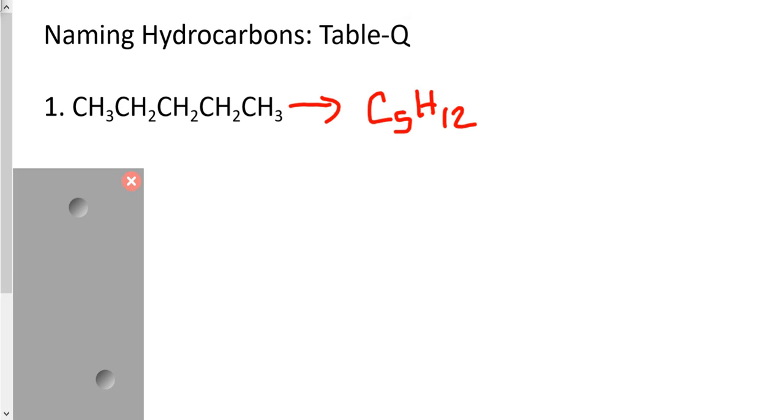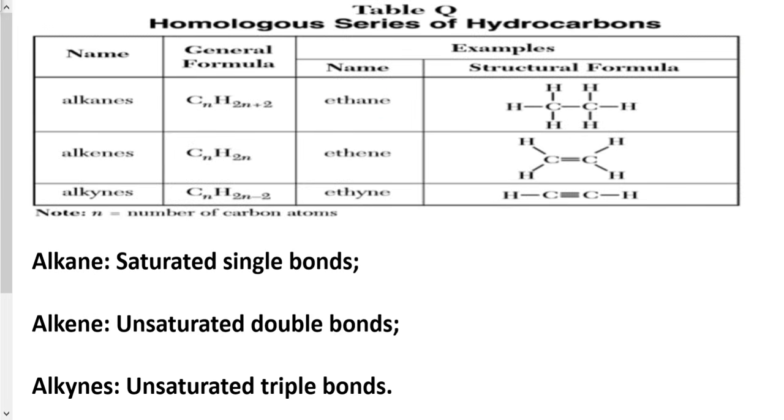In this formula, I counted 5 carbons and 12 hydrogens. Before I name it, I have to figure out if it's alkane, alkene, or alkyne. The easiest way to figure that out by looking at a formula is by focusing on alkene, where the amount of hydrogen is exactly double the amount of carbon.